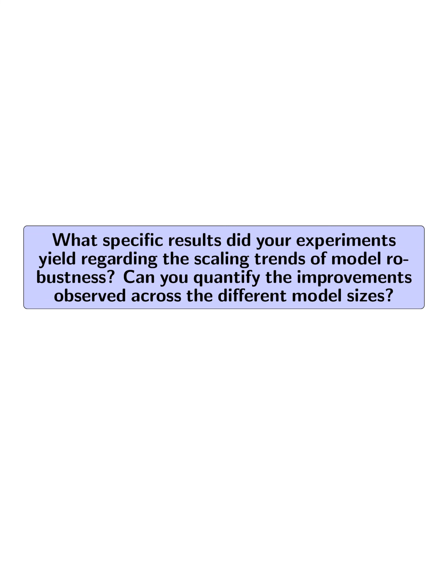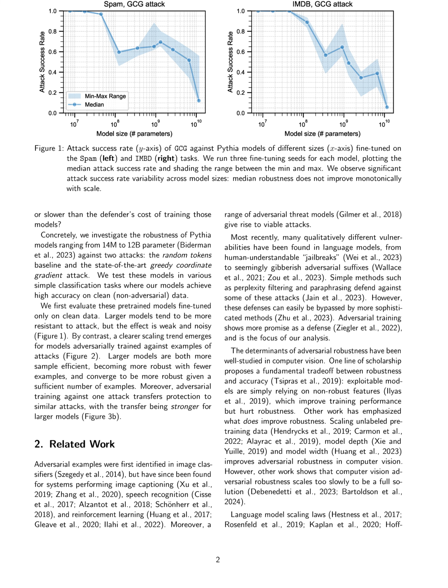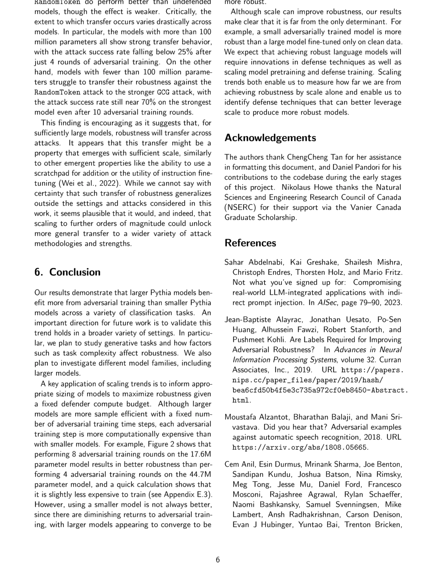What specific results did your experiments yield regarding the scaling trends of model robustness? Can you quantify the improvements observed across the different model sizes? Our experiments revealed that larger Pythia models exhibit a clearer trend in adversarial robustness, particularly when adversarially trained. Specifically, we found that larger models not only gain robustness more quickly, but also converge to a higher level of robustness compared to smaller models.